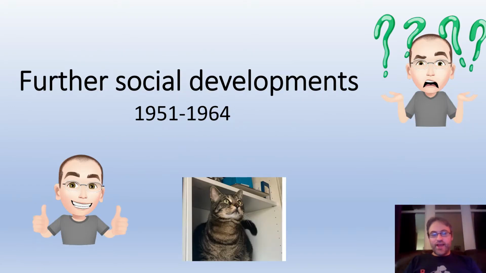Hi everyone. In our previous video we had a look at some of the very significant social developments between 1951 and 1964, focusing in particular on changing attitudes to class and the establishment, focusing on rising living standards and the growth in consumerism and affluence, and thinking as well about attitudes towards the role of women in society.